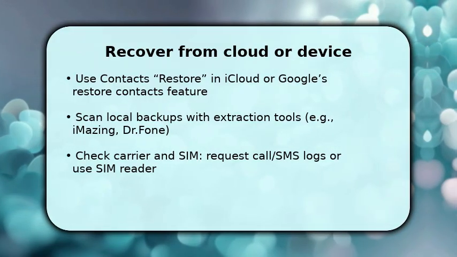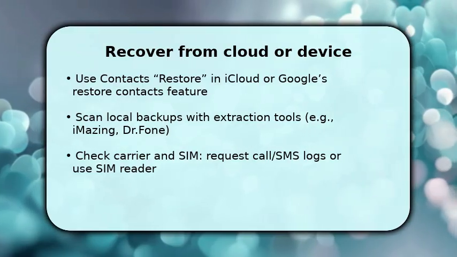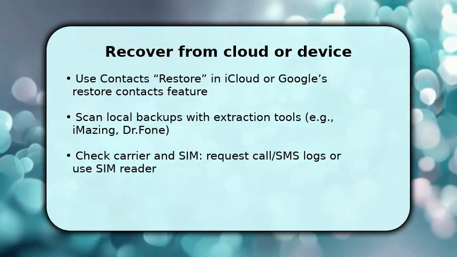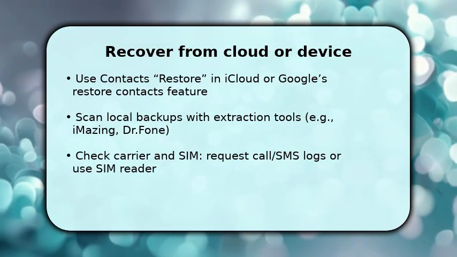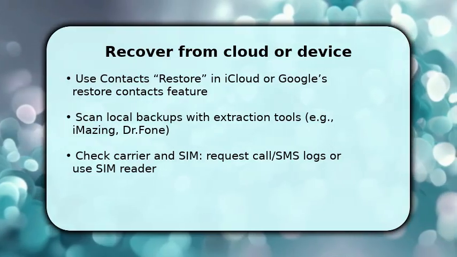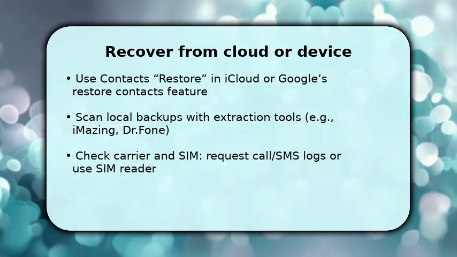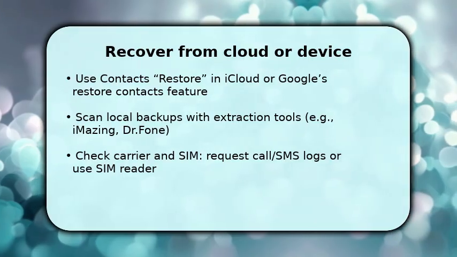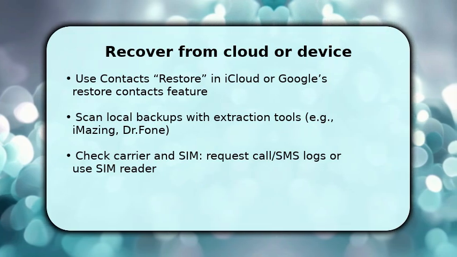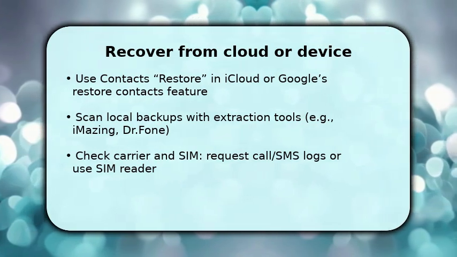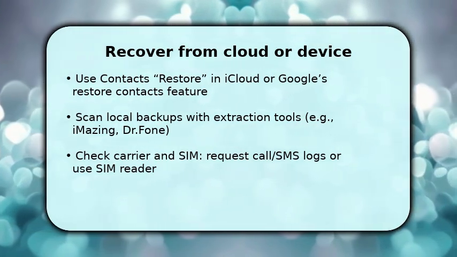If Cloud Restore isn't available, scan local backups with a forensic or recovery tool and export contact files, VCF/CSV. Meanwhile, contact your carrier for call or SMS logs, which often contain numbers. Alternatively, export the SIM with a reader. Make sure to compare dates so you pull the correct snapshot, and keep recovered files read-only to prevent corruption.